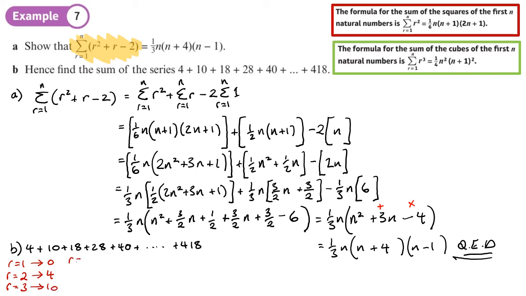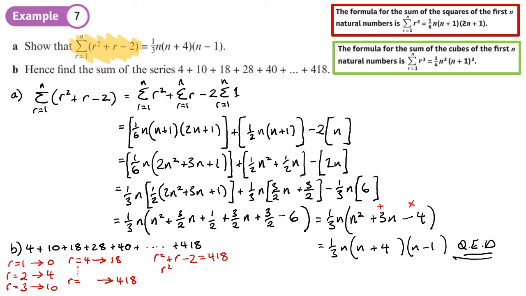When r equals 4, what do I get? So I get 16 plus 4, which is 20, 20 minus 2. Well, okay, I'm getting a sequence. What I really need to do is to work out what value of r is going to give me 418. So I can work out, well, what's n? How far am I going? So in other words, r squared plus r minus 2 needs to equal 418. So I can work out how far am I going in this sequence? What value of r am I going up to?